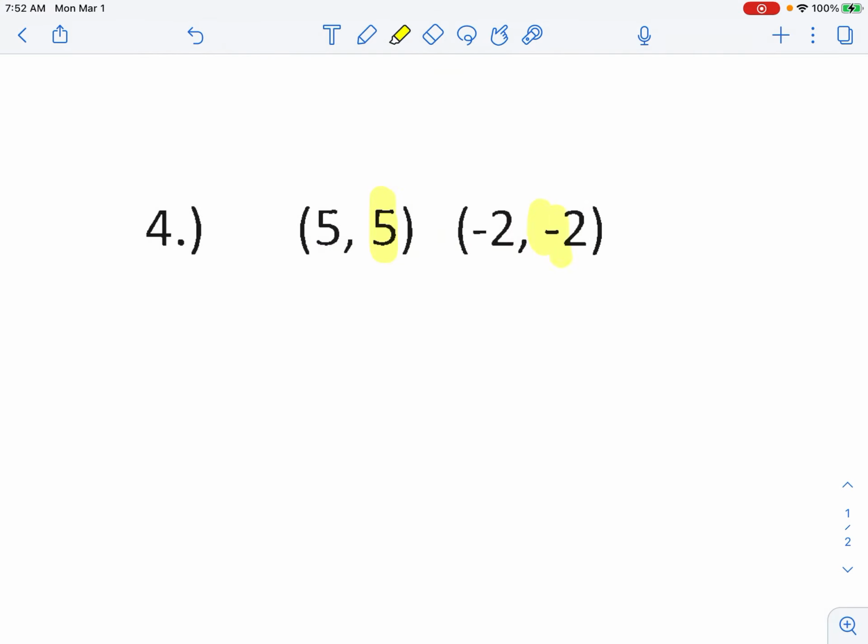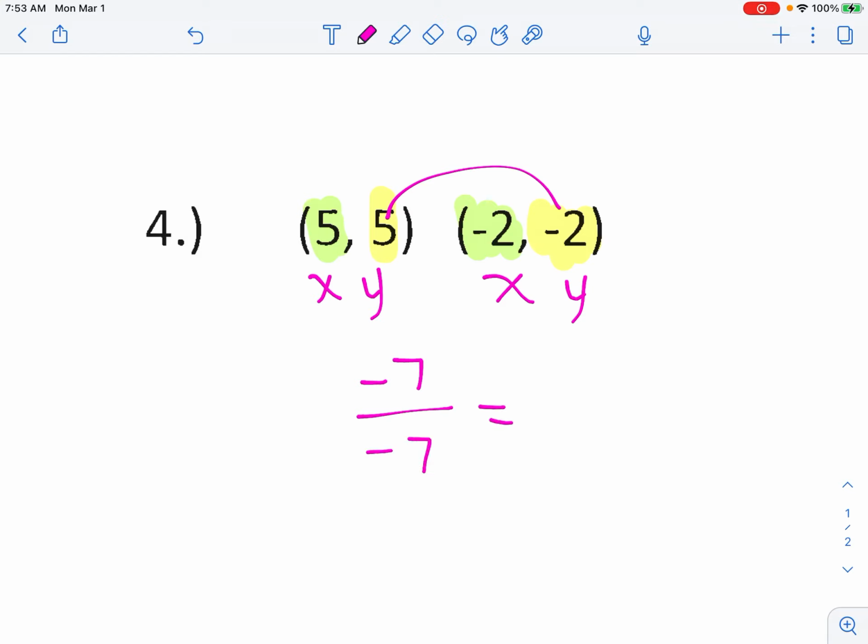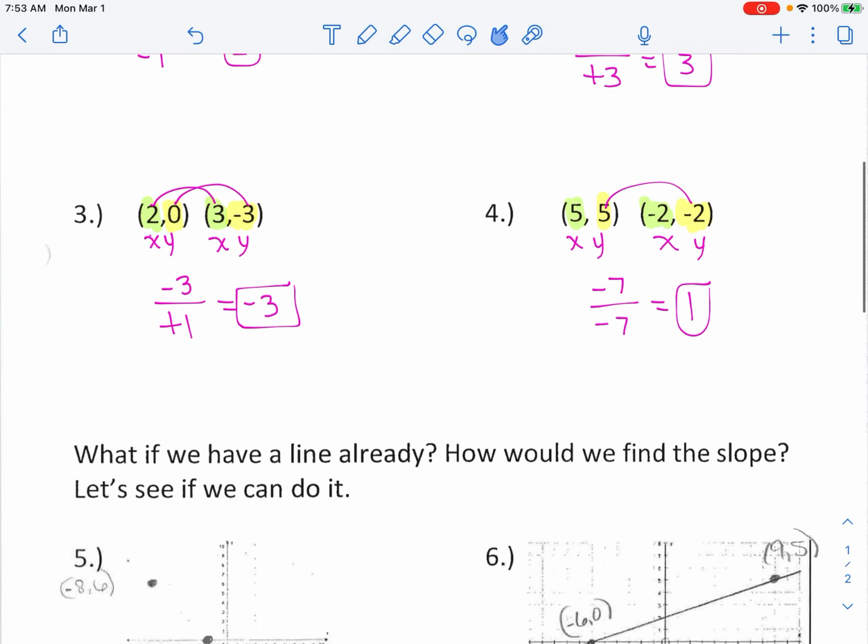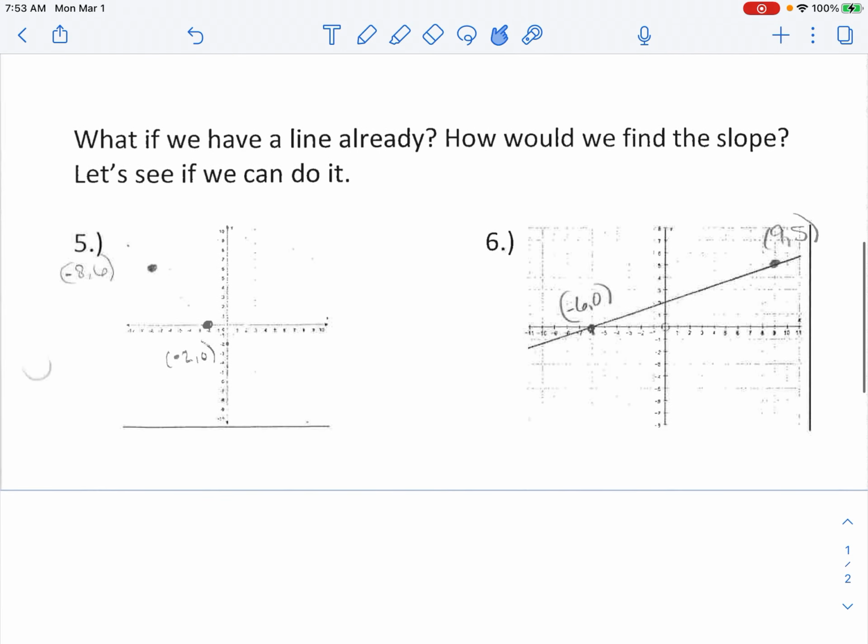All right. Change in y. Coordinates x, y, x, y. Change in y from 5 to -2. That's a change of -7. The change in x, again, from 5 to -2, that would also be a change of -7. So -7 divided by -7 would be a slope of 1. Okay, so that's everything we learned yesterday.